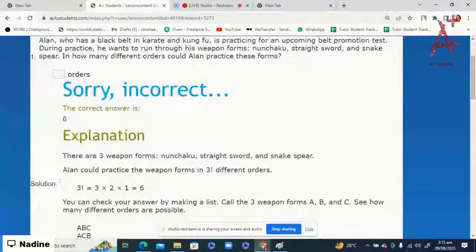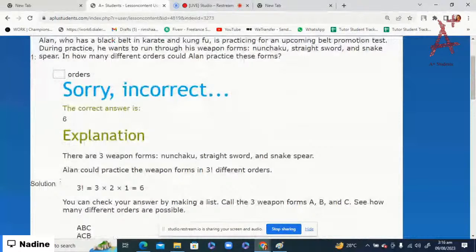Alan, who has a black belt in karate and kung fu, is participating in an upcoming belt promotion test. During the practice, he wants to run through his weapons form. Basically, Alan has a black belt in karate and kung fu, and he is participating in the belt promotion test. He wants these weapons: nunchaku, straight sword, and snake spear. In how many different orders could Alan practice these forms?